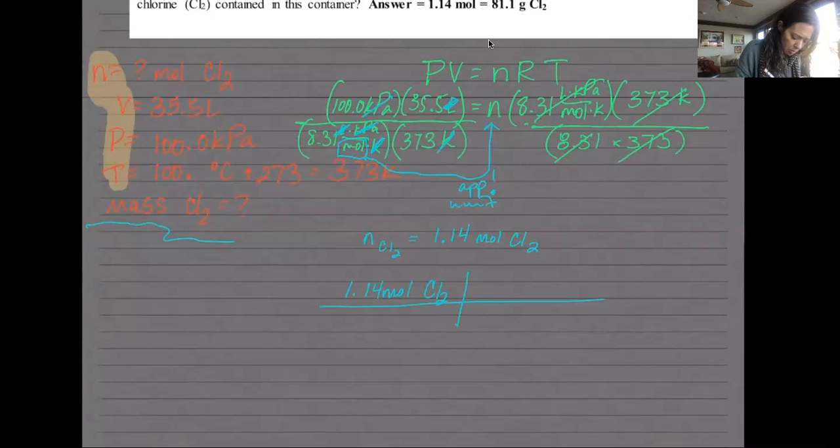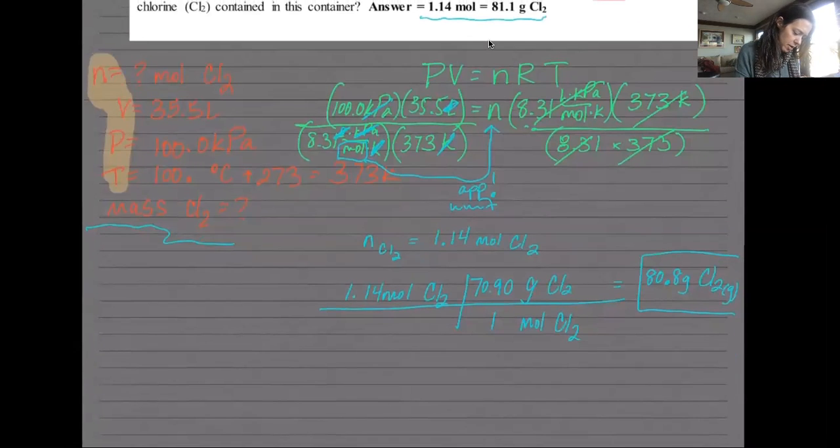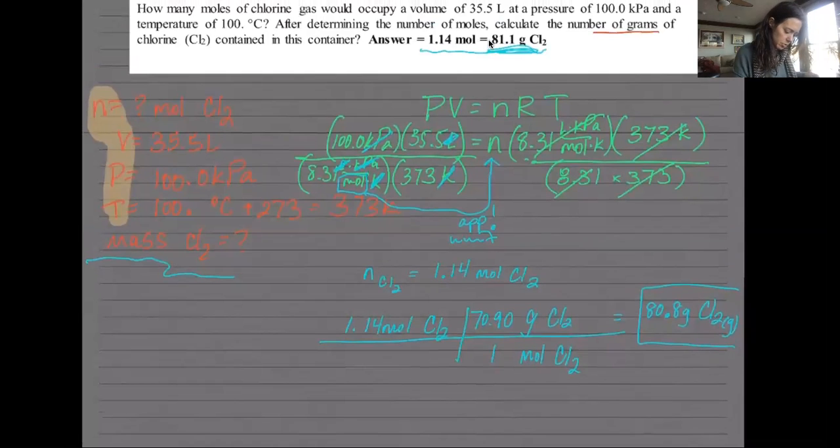And I will use my molar mass to convert my moles to grams. Every 1 mole is 70.90 grams. 2 chlorines, not just one. 1.14 times 70.9 gives us 80.8 grams. Grams of what? Cl2 gas. They probably have a slight variation on their R value here. I'm not going to worry about it.